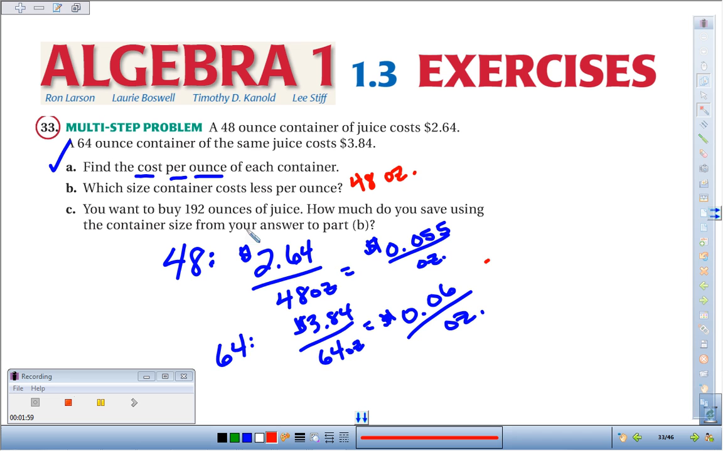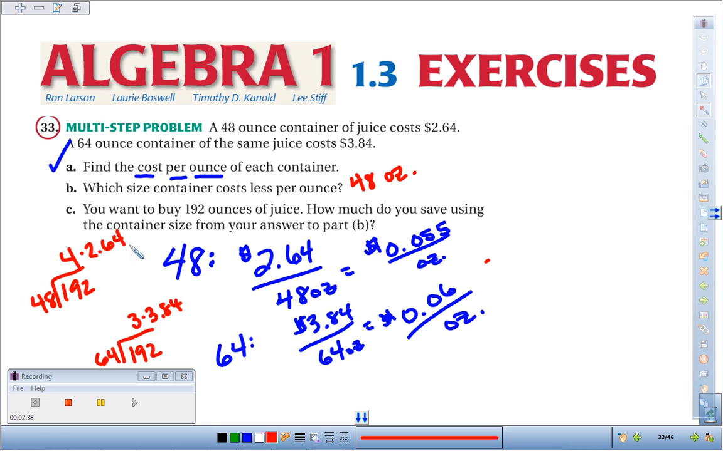There's a couple different ways to work this problem. You could figure out, well, if I'm getting 192 ounces of juice, if I take 192 and I divide it by 48, how many 48-ounce containers will I need? I'll need 4 of those at $2.64 each. The 64, I've got 192 ounces divided by 64-ounce containers. I'm going to need 3 of those at $3.84 a piece.